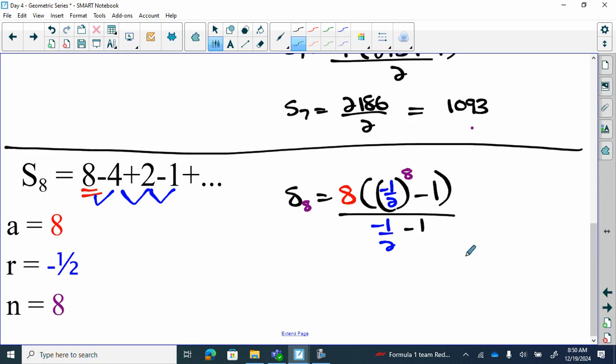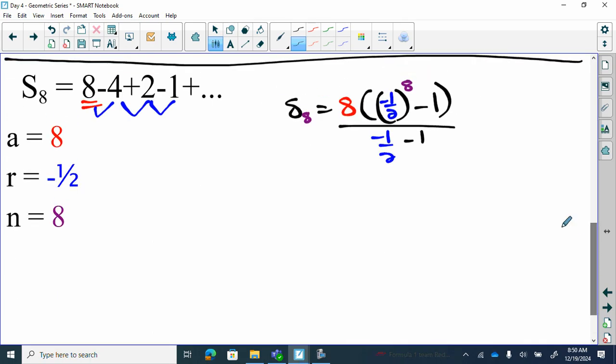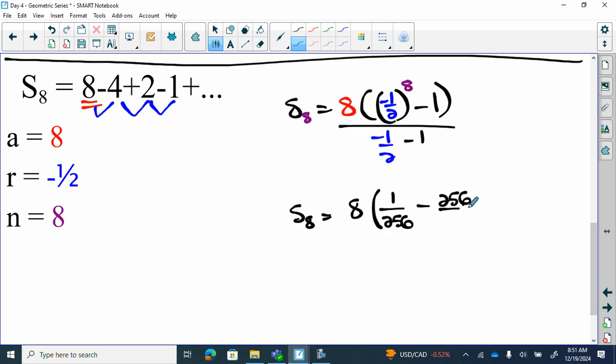Everyone ready to do some math? We're ready to roll on this one? S8 is going to equal 8 times, what would negative 1 to the power of 8 be? Positive 1. What about 2 to the power of 8? 256, attaboy. Minus 1, I'm going to subtract 256 over 256. Is that cool?